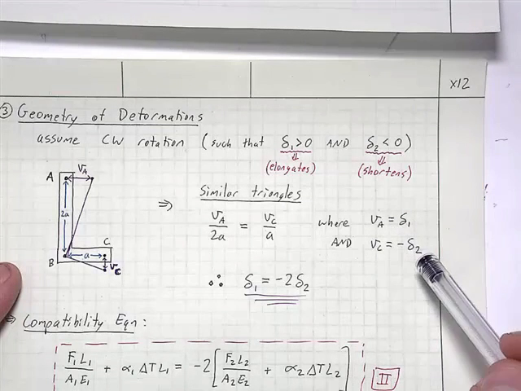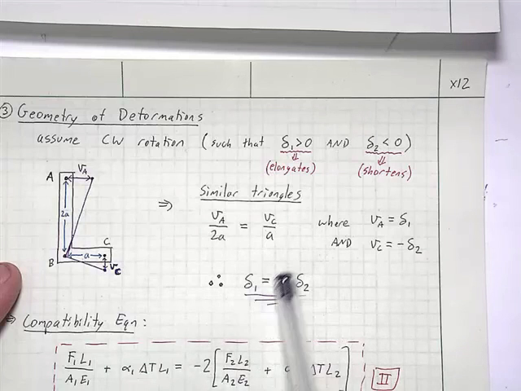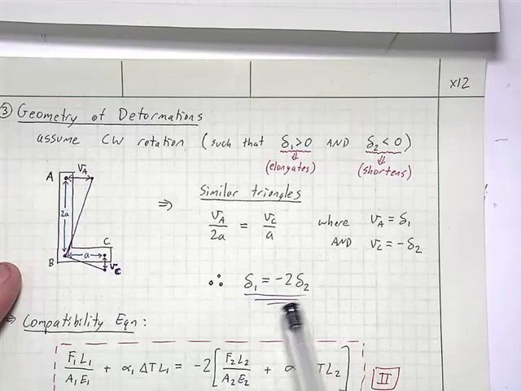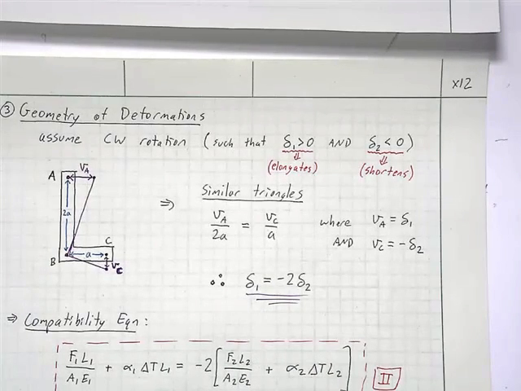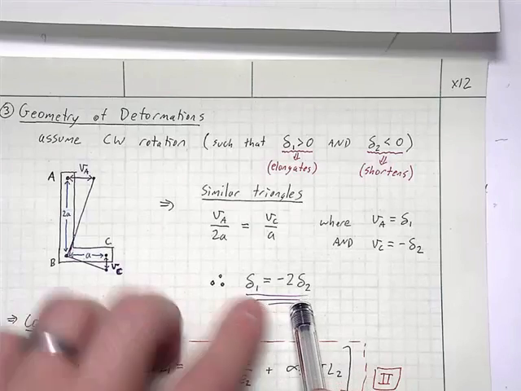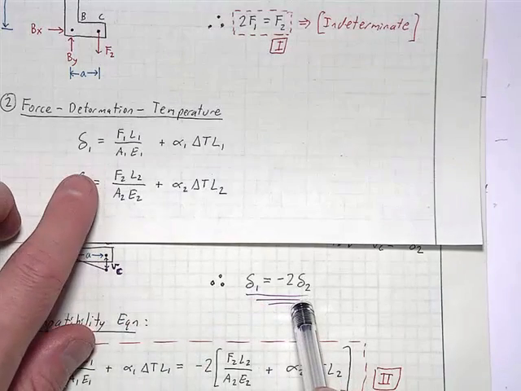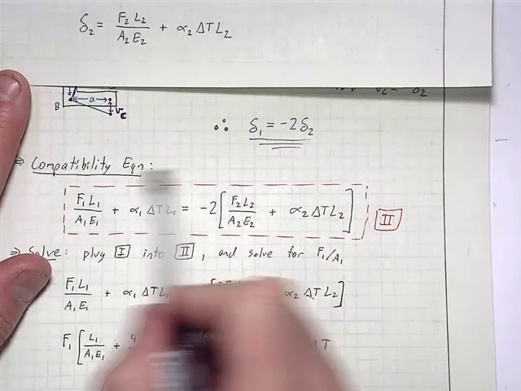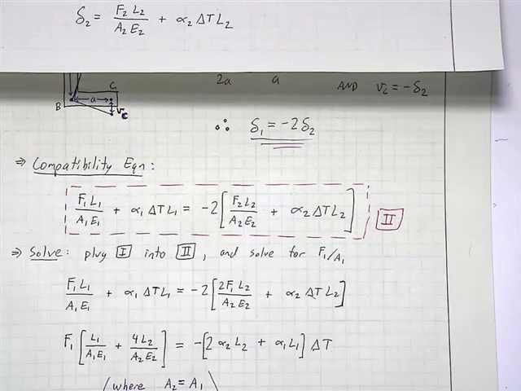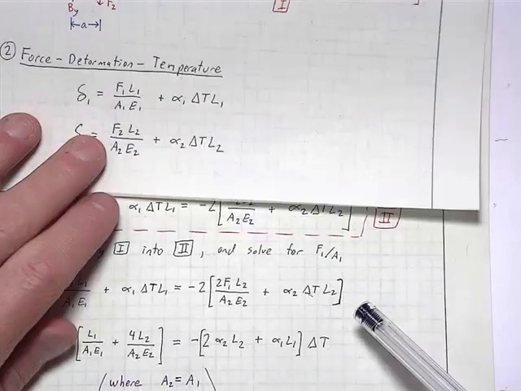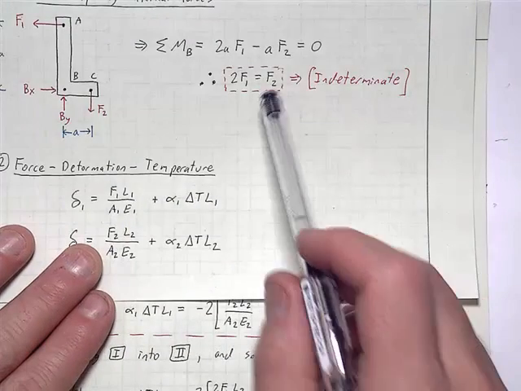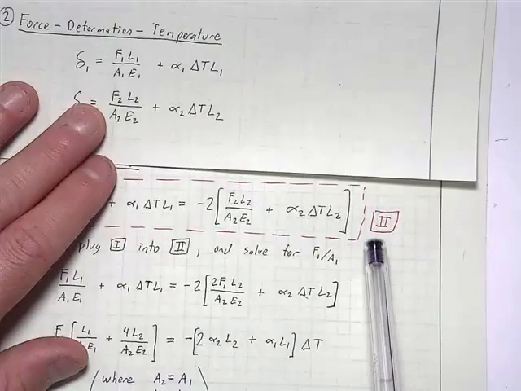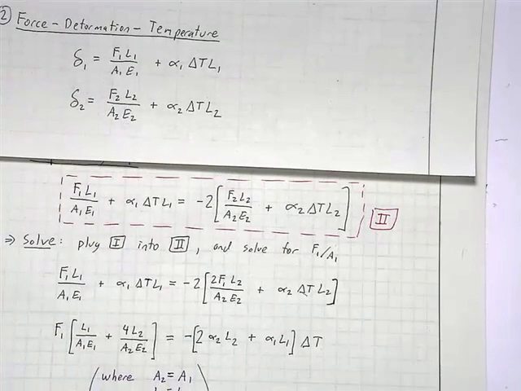From all of this, we can say that the deformation in 1 is equal to minus 2 times the deformation in 2. All right, so here's the result from the geometry of deformations. We can combine that with our force-deformation-temperature relationships to produce our compatibility equation. Now we have two equations: here's our first equation that relates our forces, and here's our second equation that relates our forces.